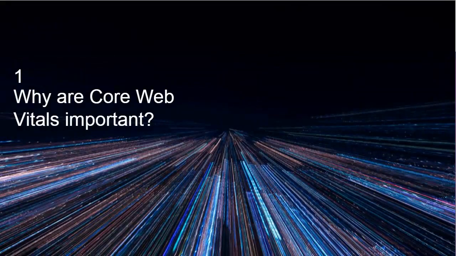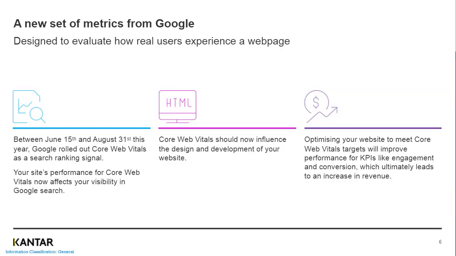So let's kick off by explaining why Core Web Vitals are worth talking about. They're a new set of metrics from Google designed to evaluate how real users on real devices experience a web page. Google rolled them out as a ranking factor between June the 15th and the end of August this year. Your site's performance for the new metrics now affects your visibility in Google search. The new measures will also affect how your teams approach designing and developing your website. They help break down the user experience into distinct chunks, so site owners can identify and fix technical issues across their websites in an efficient and methodical way.